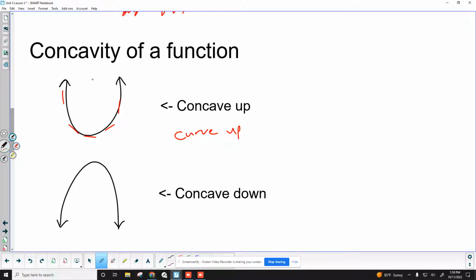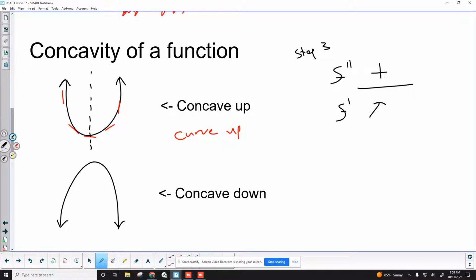Now this can be split in half, so it's talking about 2 different sections: a curving upward decreasing part, and a curving upward increasing part. But the slopes are increasing, which means its derivative must be positive. We are going to be creating this chart.